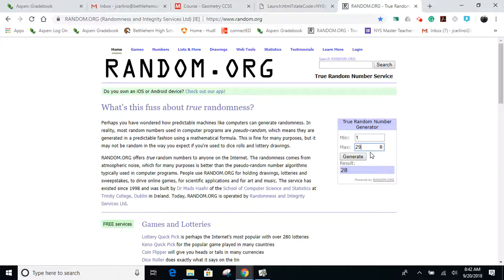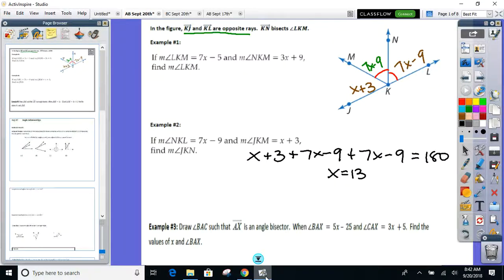Okay, here you go. 28. How can I locate JKN now? Well, I already did that. I solved for X. And then plug in what for X? 13. And then we should get angle JKN. What did I say on Tuesday? 98. 98 degrees. Okay? Everyone all right before we get to the last one and then the homework?